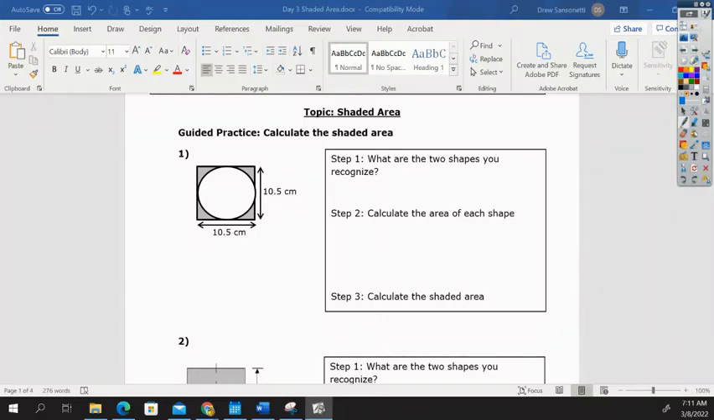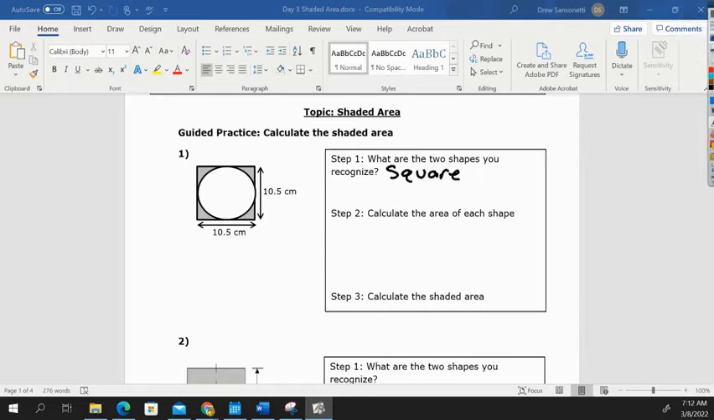Hello everybody. In this video, we are going to practice doing composite shapes when we take out a shape and have to find a shaded area. Let me show you what I mean. In this first shape, what you see is we have a square and a circle. So it says, what are the two shapes you recognize? So I'm going to write down a square and a circle. You could write down a rectangle and a circle as well, because technically it's also a rectangle.